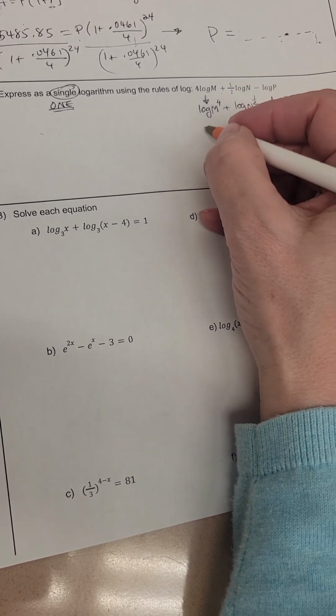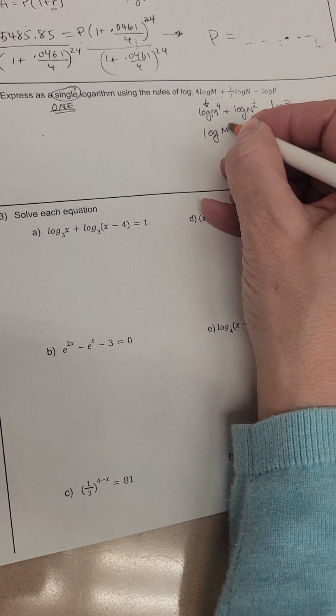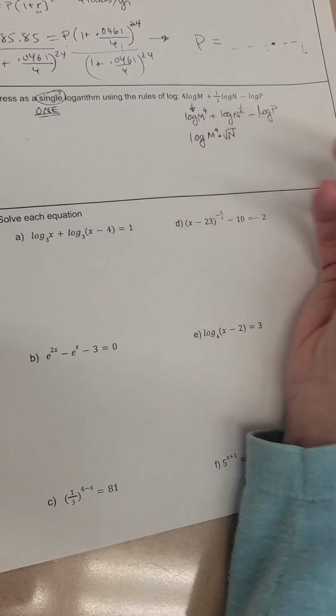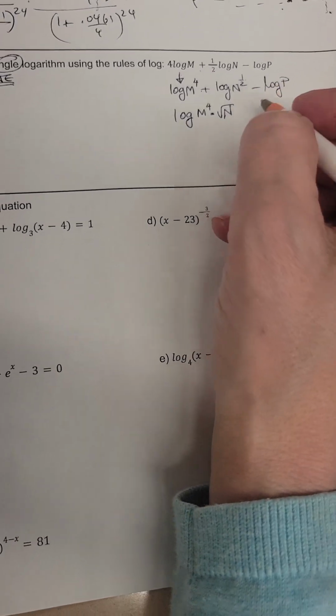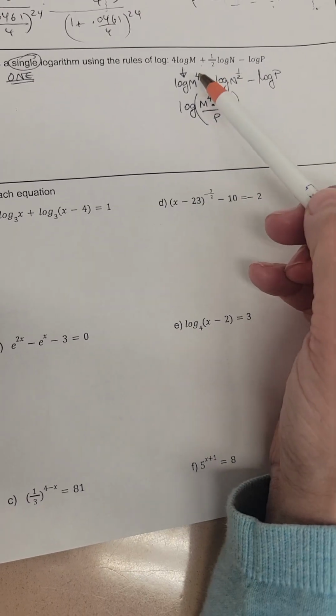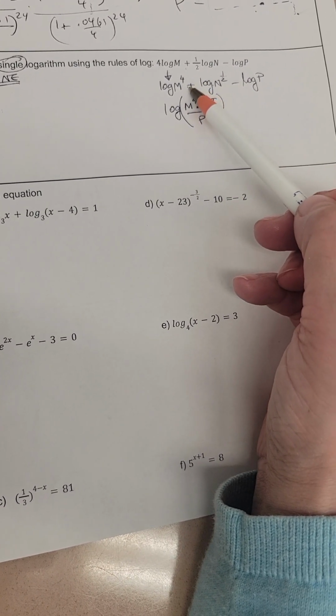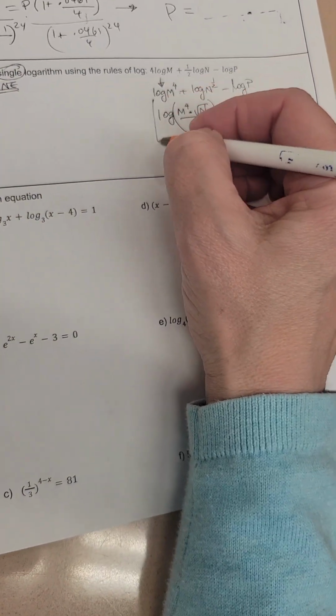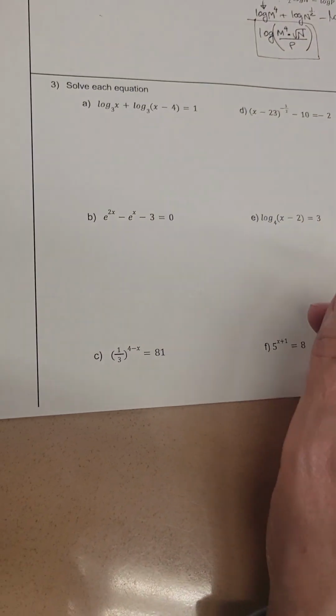Adding 2 logs means you're multiplying their arguments. N to the 1/2 is square root of n. You could leave it as n to the 1/2 if you want, and divide that by p. So we use the power rule for logs, we use the product rule for logs, and the division rule. Okay, so we have one single log.